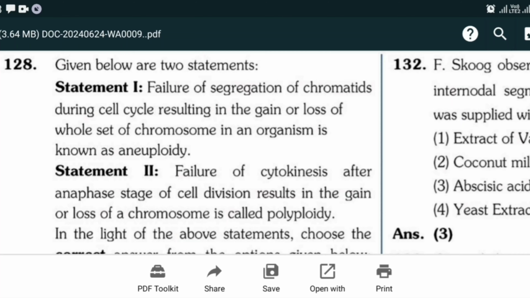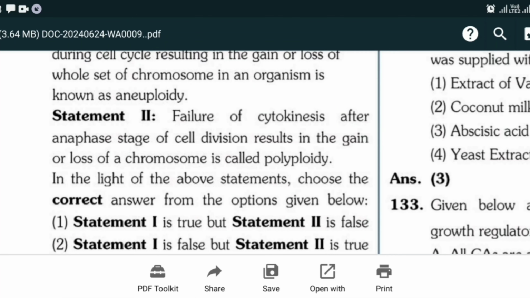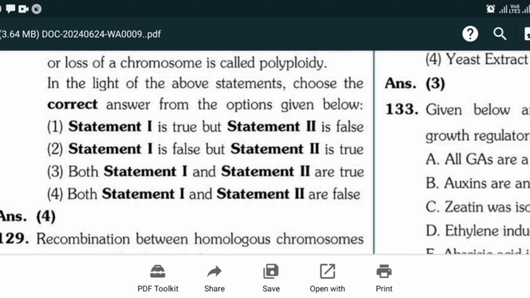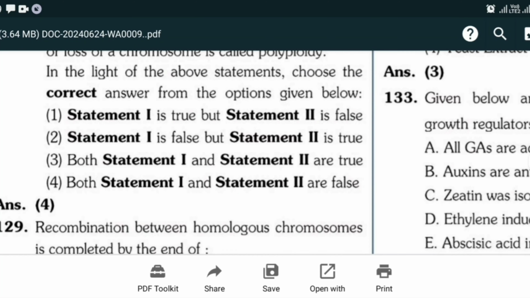Then failure of cytokinesis after anaphase stage of cell division results in the gain or loss of a chromosome is called polyploidy. So here also they have taken the same statement, with only a slight change: instead of telophase they have written anaphase. See, cytokinesis takes place only after telophase. But here they have written anaphase. So statement 2 is also wrong. So the correct answer is that statement 1 and statement 2 are false. So the fourth option is the correct option.